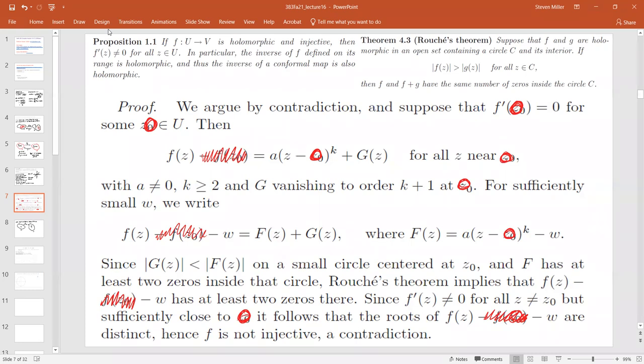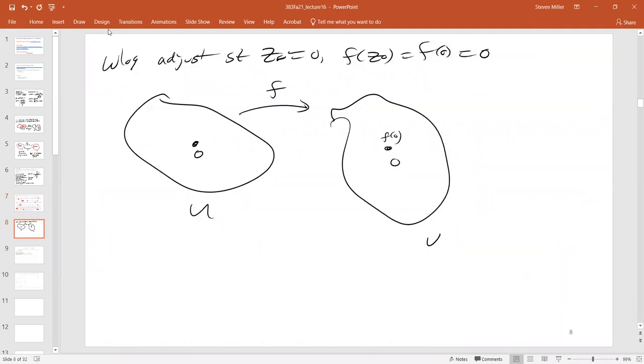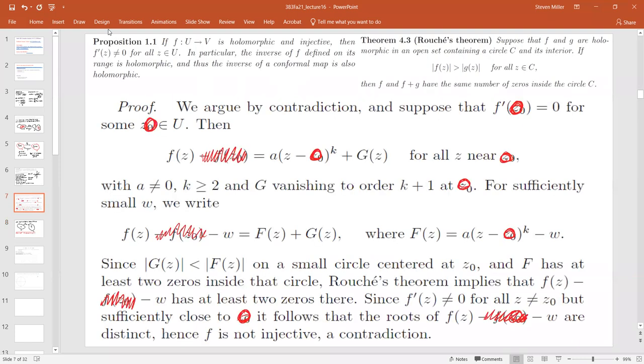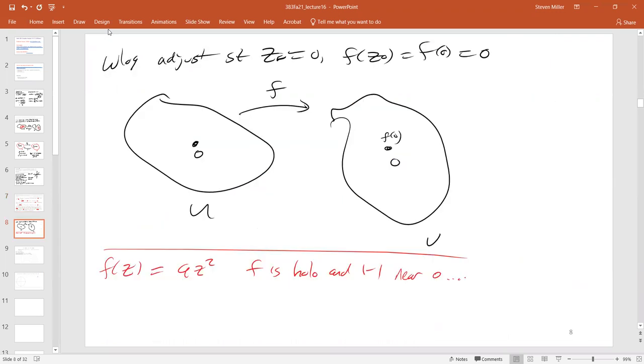Okay. So let's go back and imagine we have f of z is a z squared. F is holomorphic and one to one. Do you believe that f can be holomorphic and one to one near zero? This is the simplest possible f here. What are we doing here? On the previous slide, we're looking at our Taylor series expansion, and we're saying it's going to start off a z to the k for some k at least two plus something else. If we can't do the special case where that something else is zero, the simplest thing we could have is a z squared. Let's analyze a z squared. If we can't analyze a z squared, we're not going to handle the more general case.